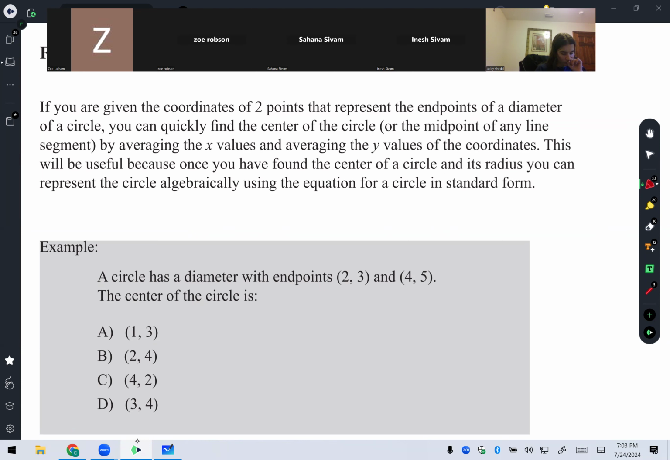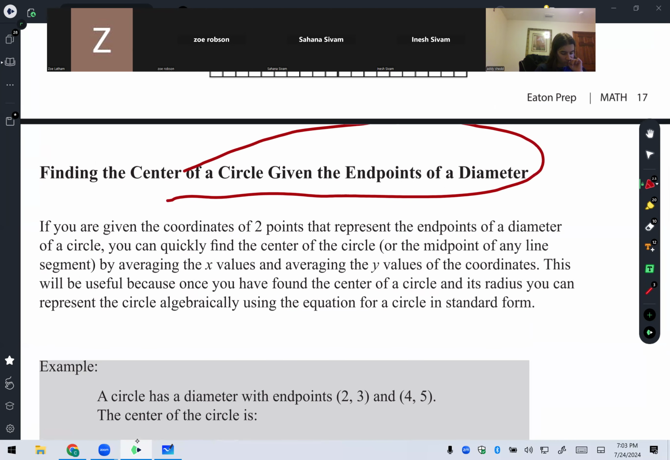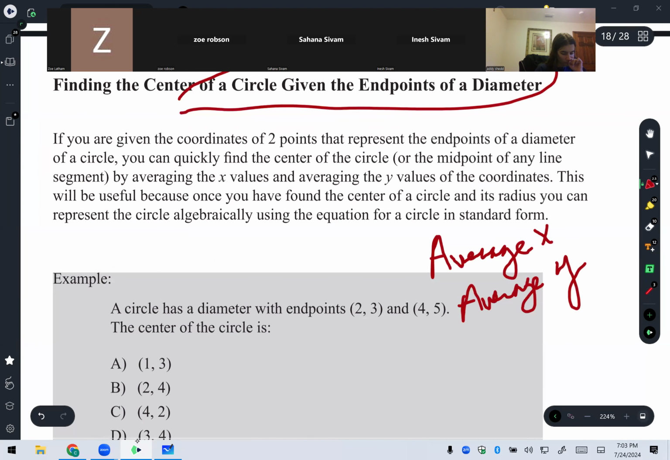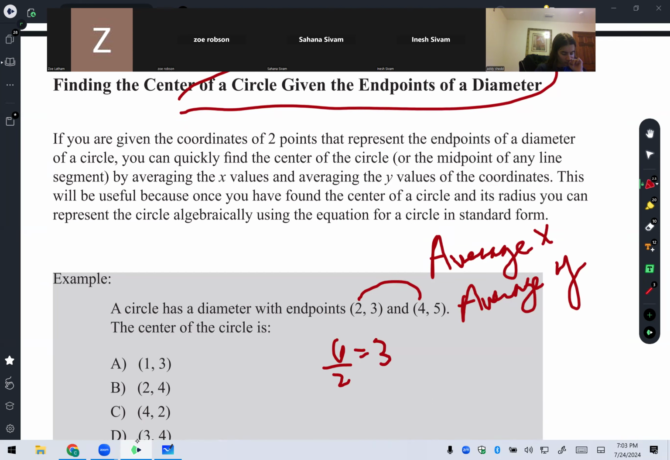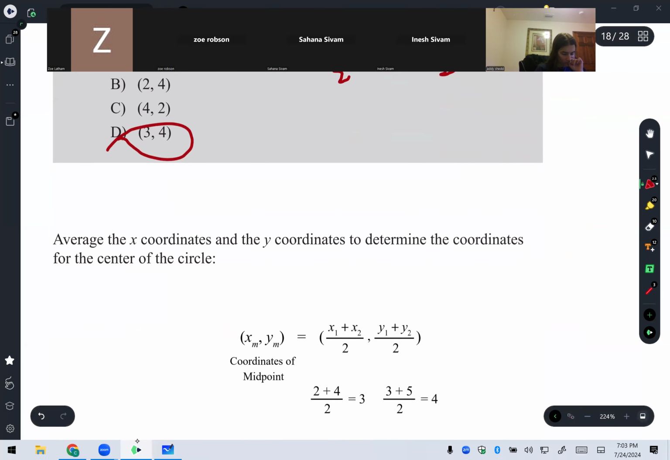Okay, so anyway, this is pretty easy. Define the center. If you're given the endpoints, you just average x and then you average y. That's the same as the midpoint formula. So we're just going to take 2 plus 4 is 6 over 2, so the center would be 3. 3 plus 5 is 8 over 2 is 4. So (3, 4) is our center, and we just did all this down here for you.